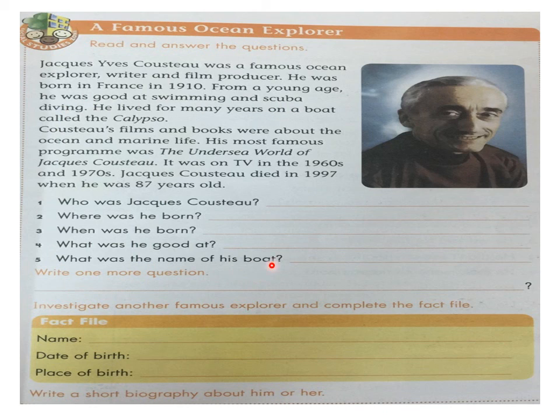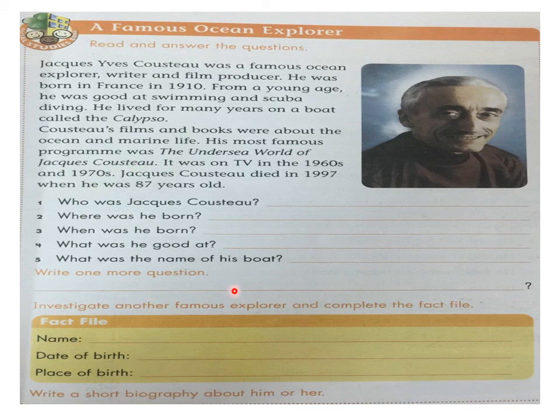What was the name of his boat? Can you remember the name of his boat? Yes. The name of the boat was the Calypso. Excellent. Now you can write one more question. When did he die? For example, he died in 1997. Okay, what was his program? Or what was his most famous program? Yes, The Undersea World of Jacques Cousteau.